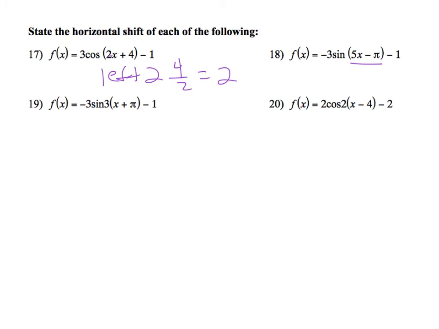This one again is inside the parentheses, so you divide this number. This is your C, this is your B. So it's always C over B if the B is in parentheses. And in this case it is, so it's pi over 5, and it's negative. So since it's negative, it goes to the right.